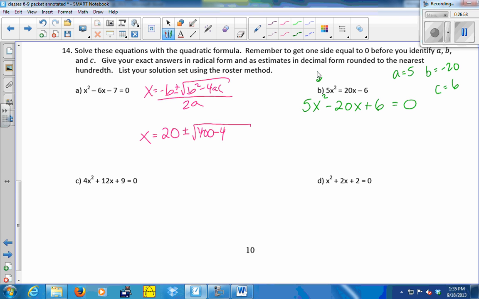Okay, minus 4 times A, which is 5, times C, which is 6, all over 2 times 5. So I'm just going to simplify a little bit at a time here. 4 times 5 is 20, times 6 is 120. So I have 20 plus or minus radical 400 minus 120, which is 280. Yep, thank you.